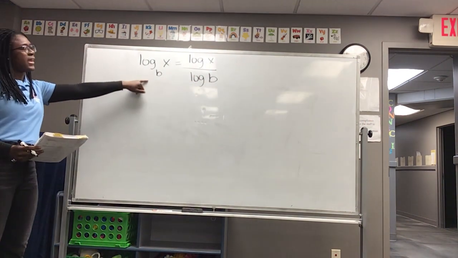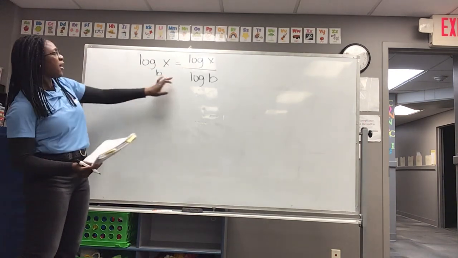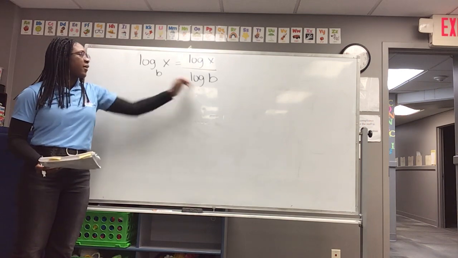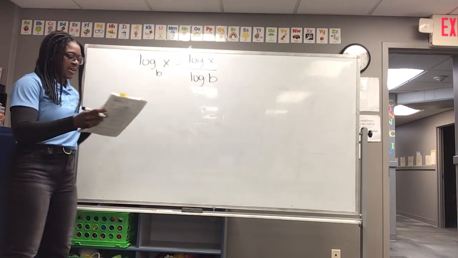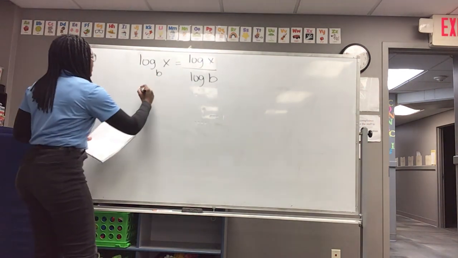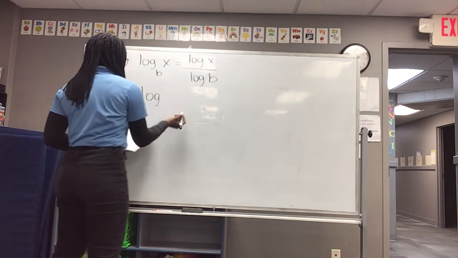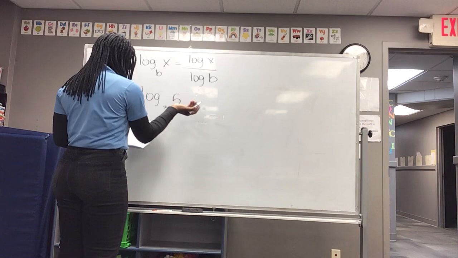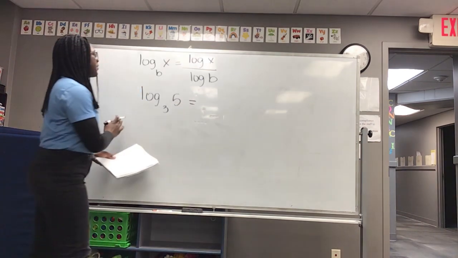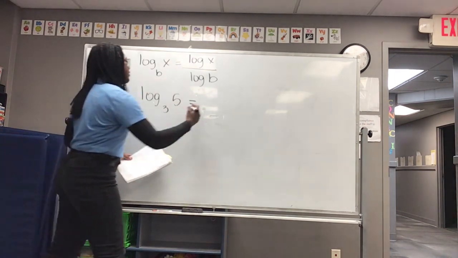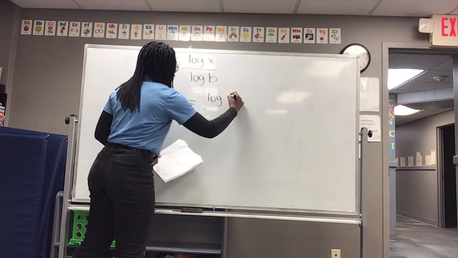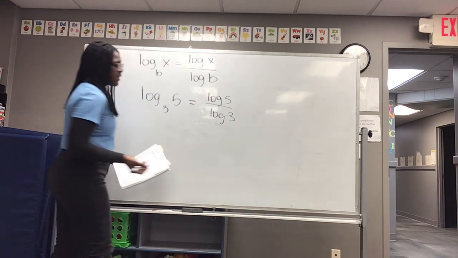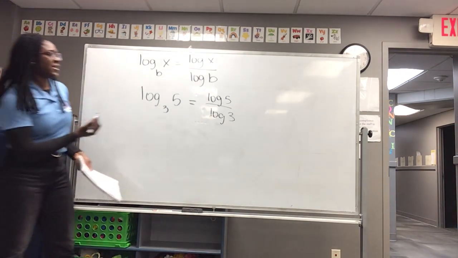So if I have a log base, then x, I would do a log of x, my number out here, divided by the log of whatever my base was. So I'll show you an example. If I have log base 3 of 5, what that would equal using my change of base formula is log 5 over log 3. And then remember, when I don't write the base there, it's technically like a base of 10.